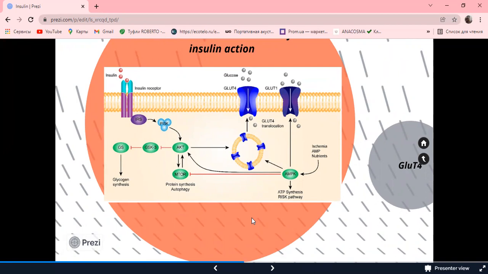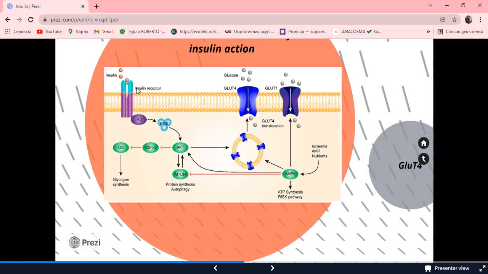Now I'll explain how insulin can stimulate the transport of glucose into insulin-dependent tissues. By the way, here you can find GLUT1, and I'll say some words about insulin-independent tissues.